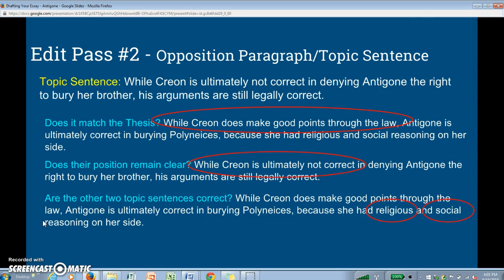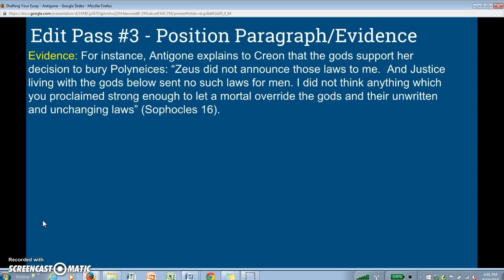So make sure, check the elements that are circled in red for each of your topic sentences. Now, on your third pass for editing, you do need to check your position paragraphs, and specifically the evidence that you use in them. You will use evidence in your opposition paragraph and both of your position paragraphs. Therefore, while we're specifically going to talk about evidence for your position paragraph, you should check the evidences in all of your body paragraphs to make sure they are correct.